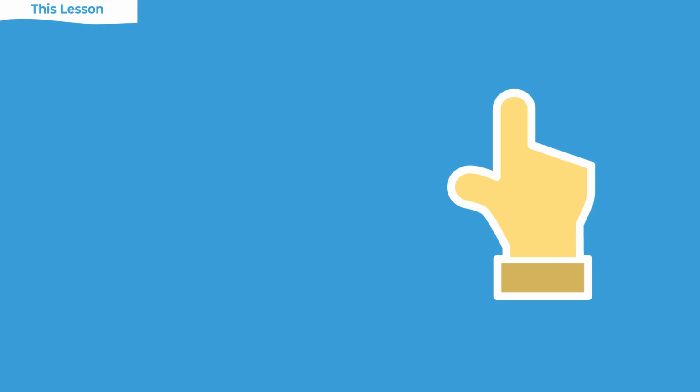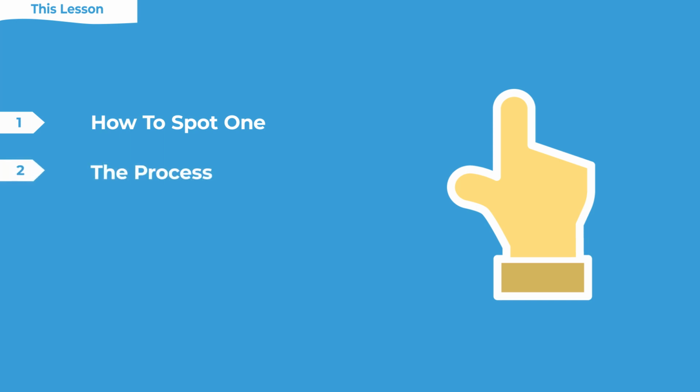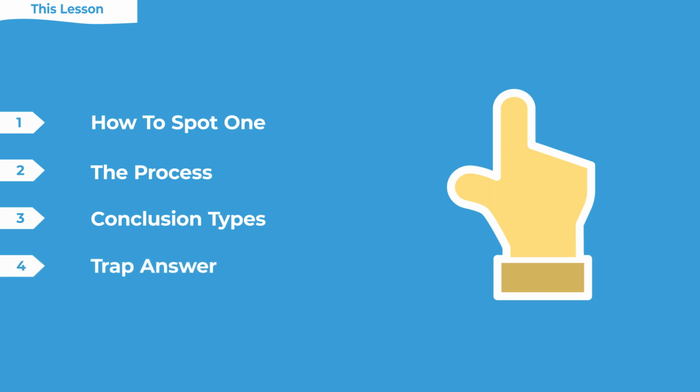In this lesson, we're going to cover how to spot a main conclusion question, what the process is for approaching one, what some of the different types of conclusions we expect to see on the LSAT are, and then what the trap answer patterns are that you need to be aware of on this particular question type.